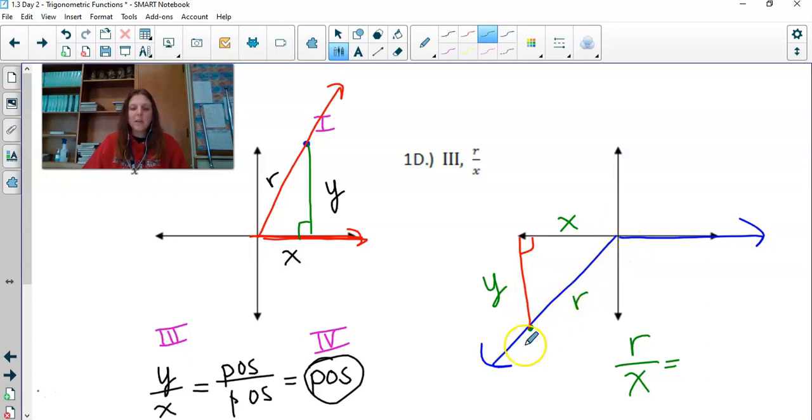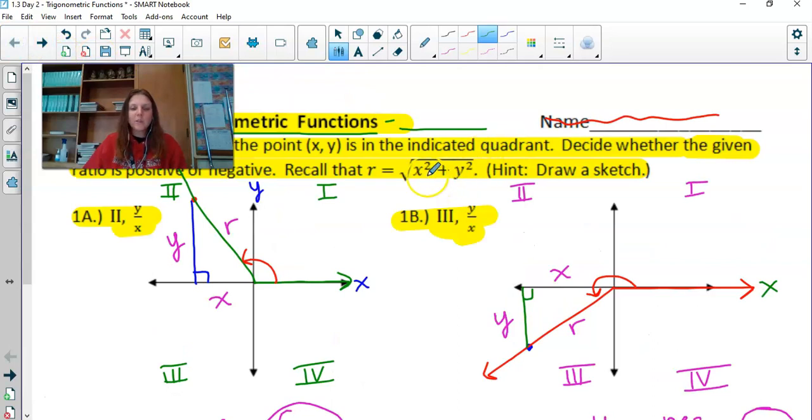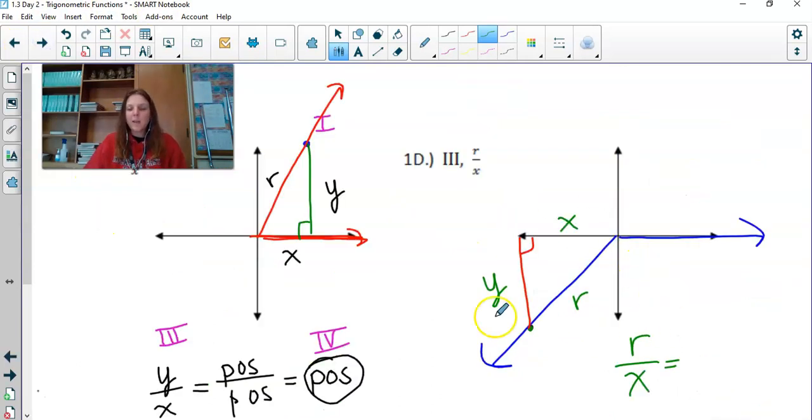R is kind of a unique side. R is the hypotenuse, and according to the directions, we get the hypotenuse by taking the leg squared, or x, plus the leg squared, and we take the square root. Anytime you square something, whether that be positive or negative, what happens is that negative times a negative would end up being positive. So this would be a positive number, this would be a positive number. So the r, the hypotenuse, is always going to be positive.